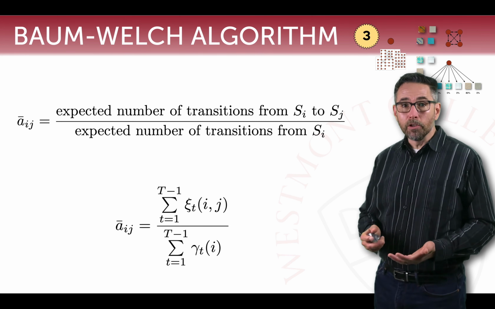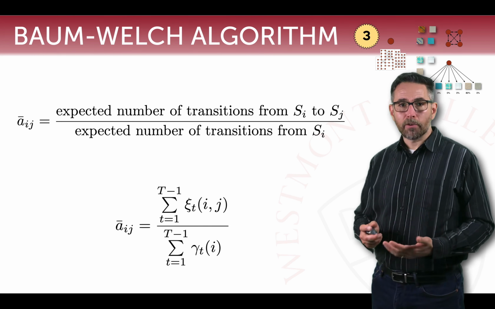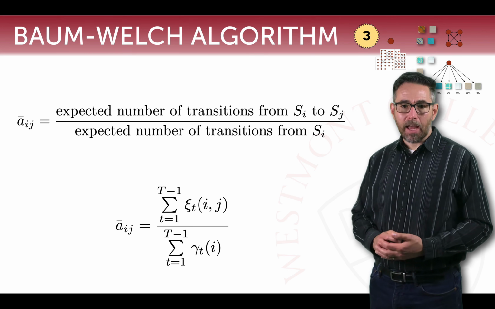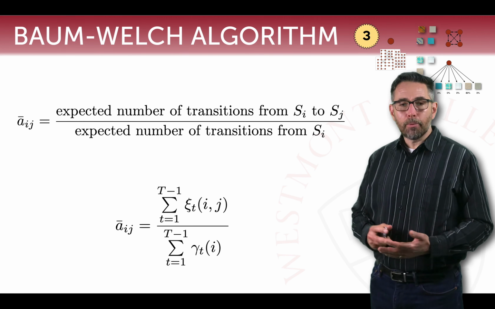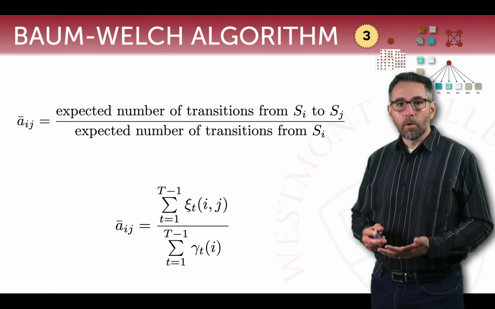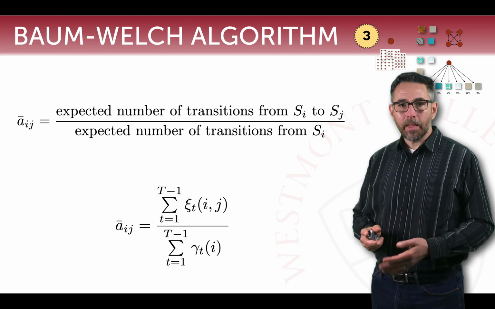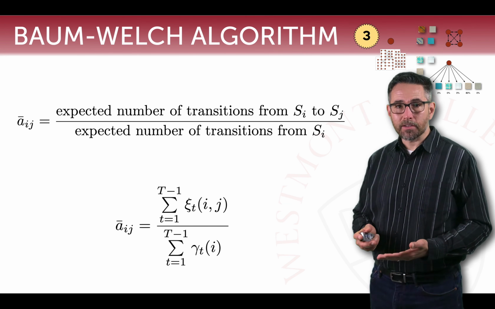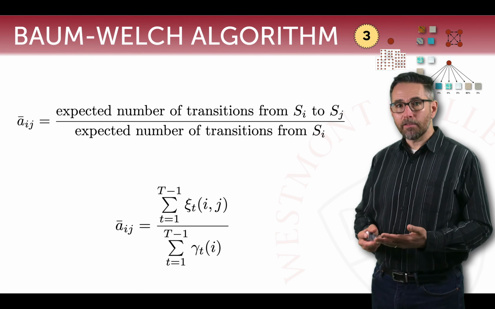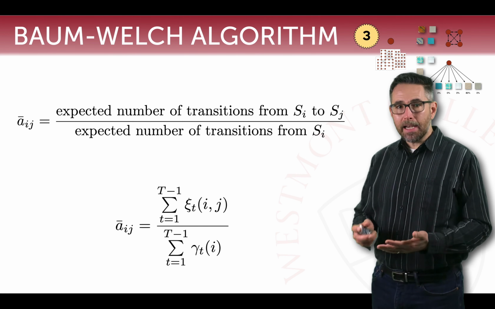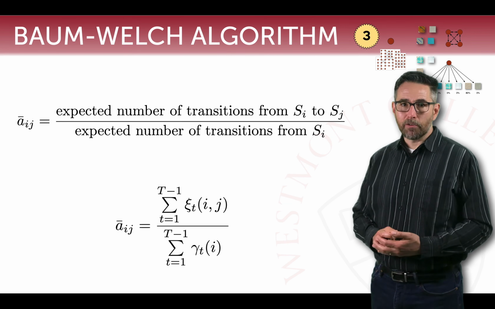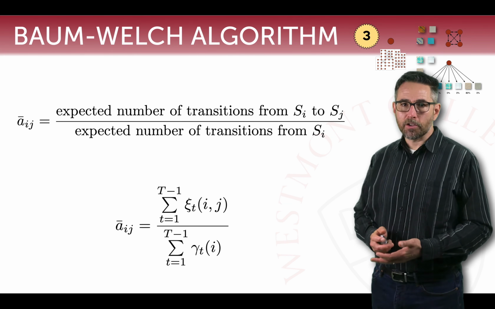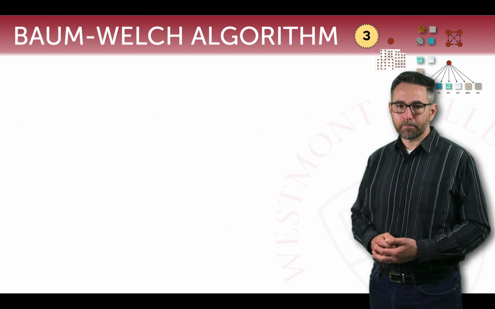This gives us an improved estimate that we're calling bar A ij. Now remember, our parameters xi and gamma were both calculated from what? They were calculated from our previous lambda and our set of observations. So our previous lambda and our set of observations are combining to give us a better estimate for our transition probabilities, bar A ij.